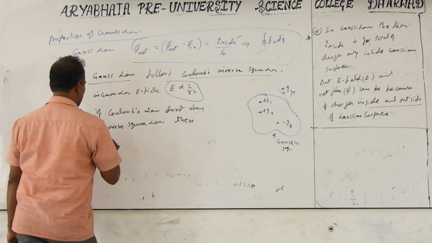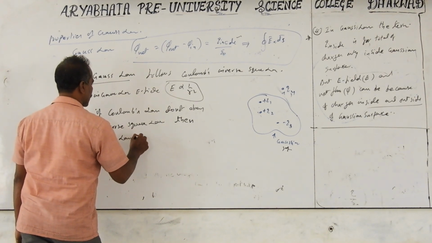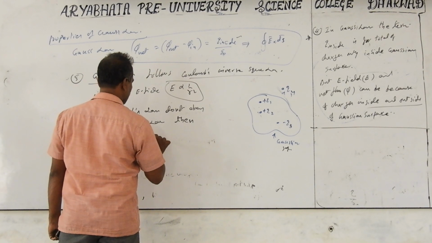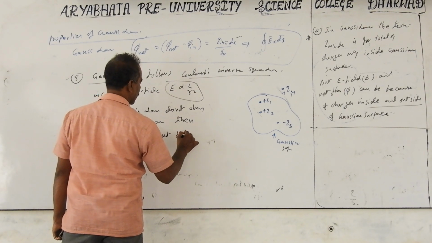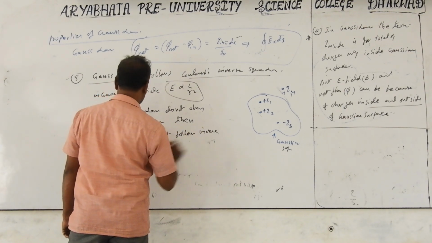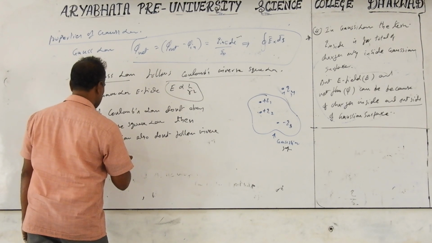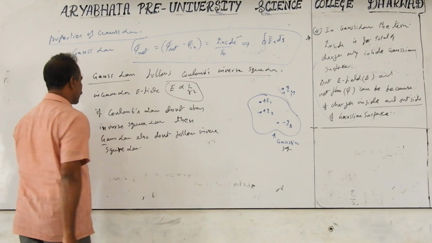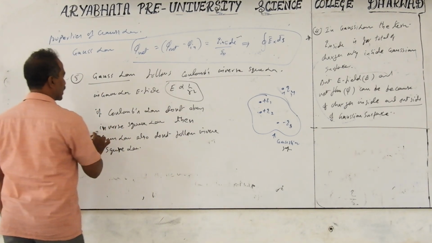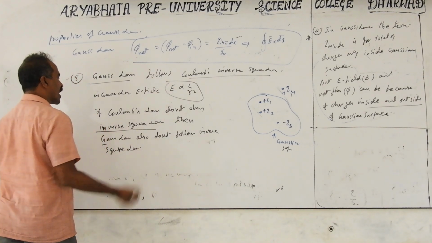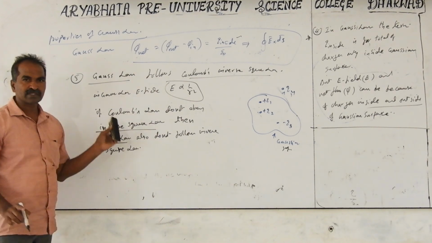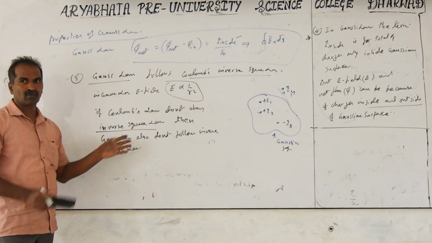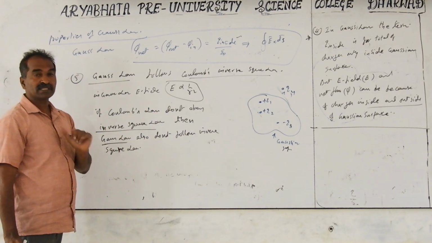Gauss law also will not follow the inverse square relation. If Coulomb's law does not obey the inverse square law, meaning F is not inversely proportional to R square, then Gauss law also does not obey it. If Coulomb's law deviates from the inverse square law, Gauss law also deviates. They use the term deviate, meaning it does not obey the inverse square law.